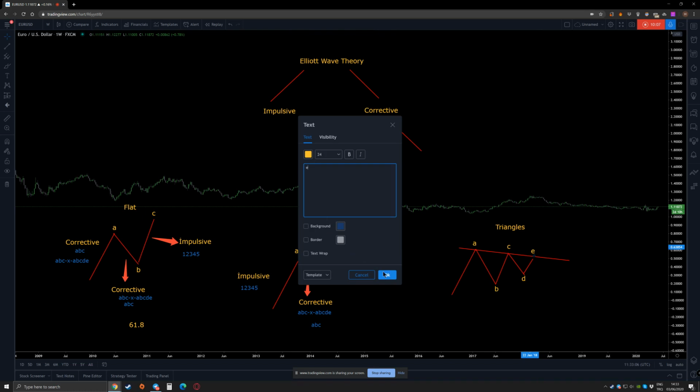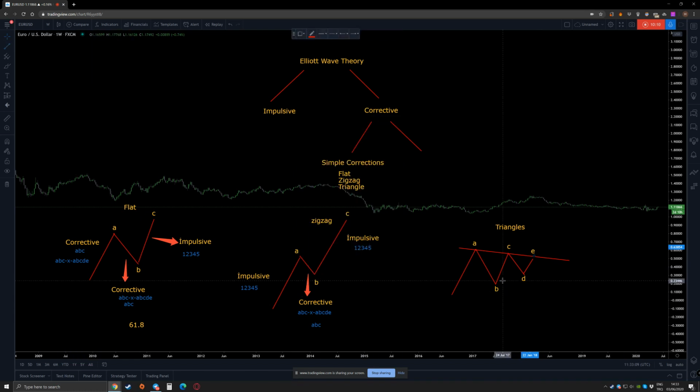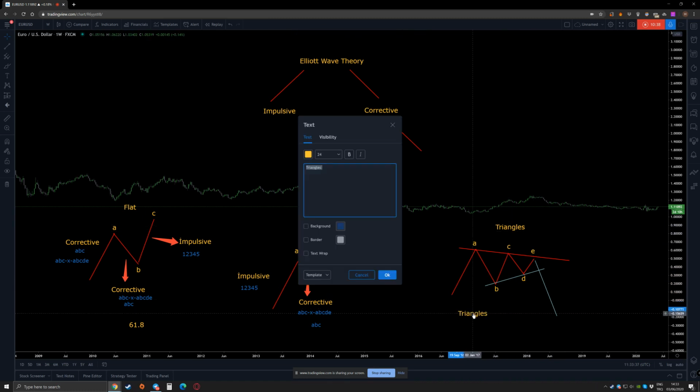Now, the B to D trend line. The price always breaks the B to D trend line. It always breaks lower if the B to D is down, it means the triangle will break lower. If the B to D is up, it means that the triangle will go up. Okay? So it's very important. Now, these triangles, it is a corrective wave as well.